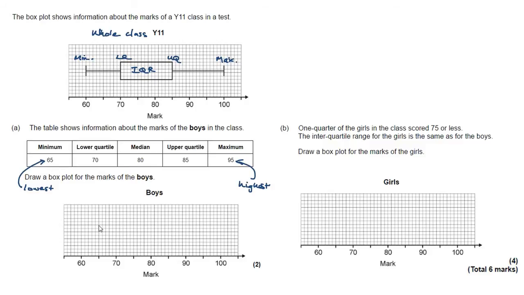65 is going to be here, so if we make a mark here. The lower quartile is 70, so here. The upper quartile is 85, so here.